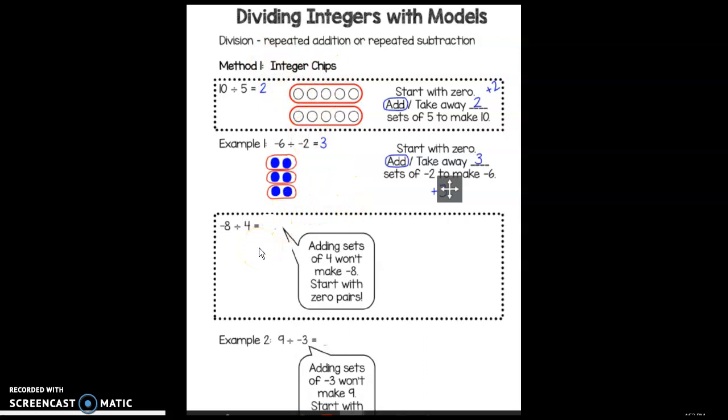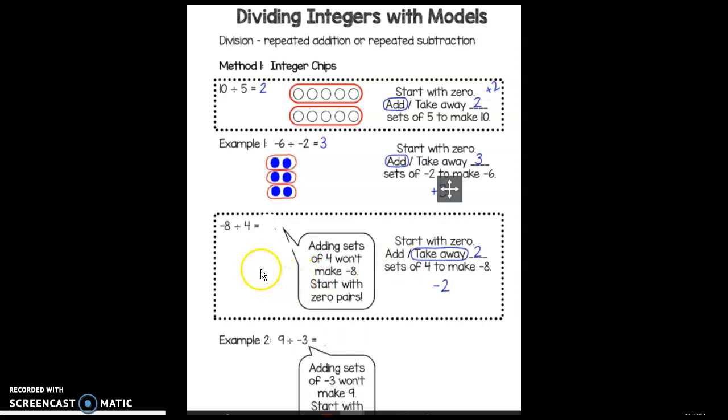Now this one's going to work a little different. We have negative 8 divided by 4. Adding sets of 4 won't make a negative 8 because those are positive. So we have to start with 0 pairs. So we're going to start with 0 and add 2 sets of 4 to make negative 8.